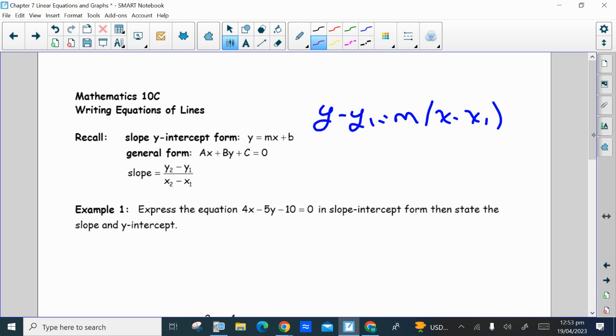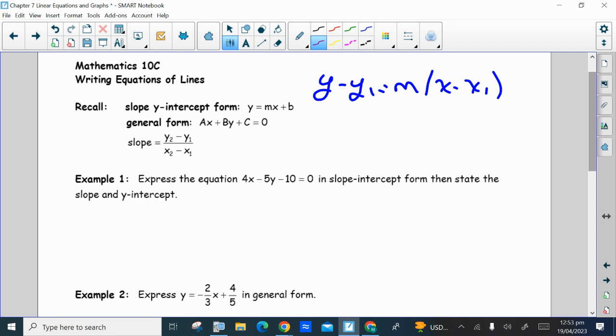So let's do some more practice, and some of this is going to help you on your quiz today, because your quiz is on slope-intercept form. That's one of the things that's on, as well as general form. Okay, so pay attention. This is going to help you on the quiz today.